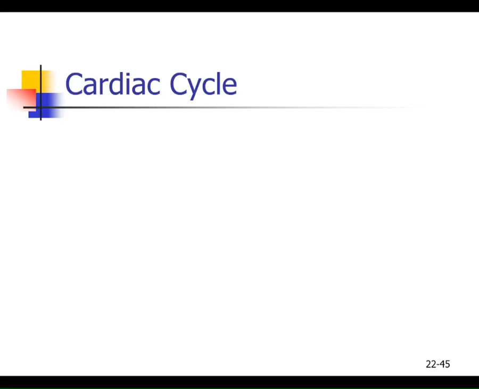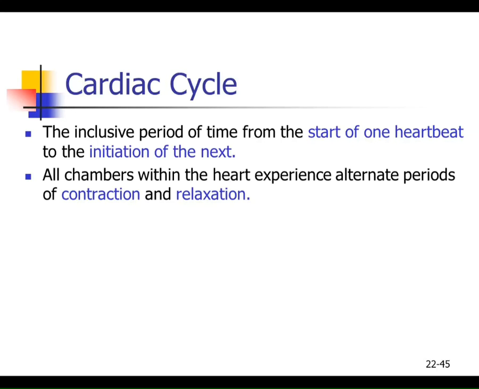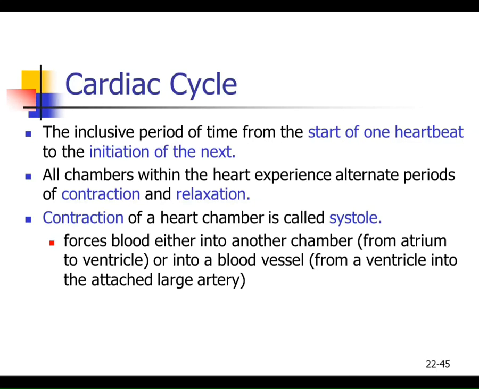Now let's talk about a little bit of physiology. We're not going to dive into this terribly hard, but I want you to appreciate, and you know this, that the heart is beating about 75 times or so per minute, and therefore there is a cycle of events happening inside the heart. And we're going to call this the cardiac cycle, from the beginning of one heartbeat until the next heartbeat is initiated. During this cardiac cycle, all of the chambers within the heart will undergo an alternating period of contraction and relaxation. So all 4 chambers will be squeezing and relaxing.